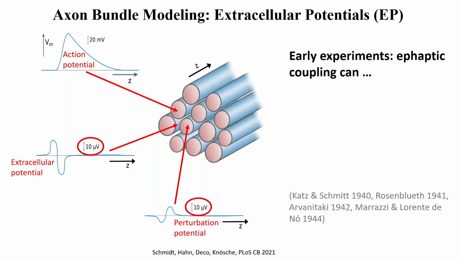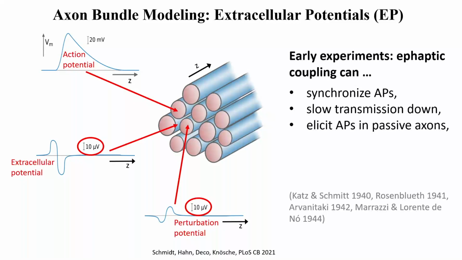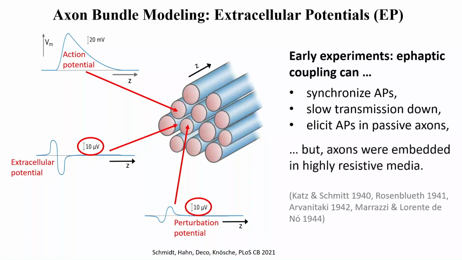In contrast, experiments already in the 40s have shown that there is an ephaptic coupling between axons, which can synchronize action potentials, slow the transmission down, and even elicit action potentials in passive axons. However, these were quite artificial situations, so the axons were ex vivo, embedded in highly resistive media. So how would that look in a more realistic situation?